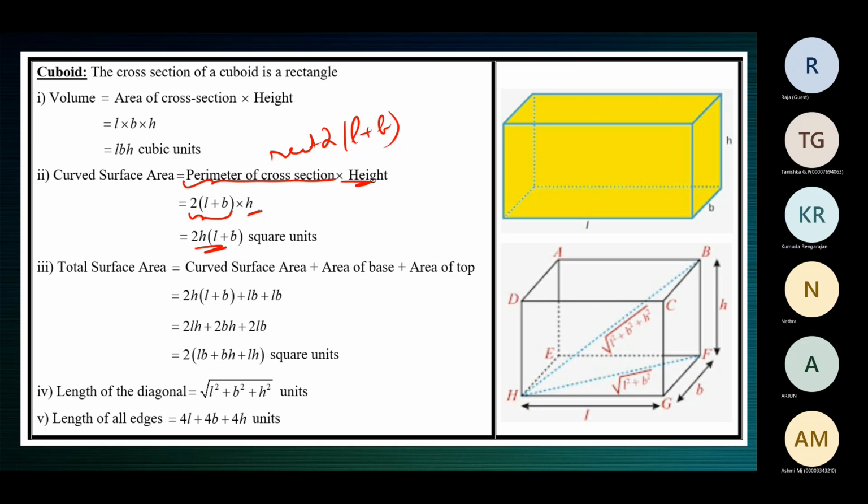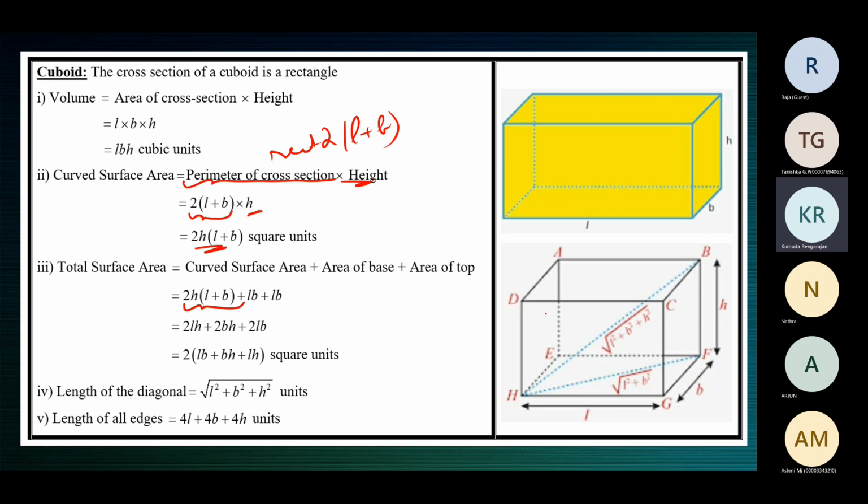Total surface area: curved surface area is the area of the 4 vertical faces. Now, a cuboid has 6 faces. Curved surface area has taken 4 faces. Now we have 2 remaining faces, one on the top and one at the bottom. The area of all these faces is the total surface area. So it is the curved surface area, 4 faces, plus the area of the base, plus the area of the top. The curved surface area is 2H into L plus B.